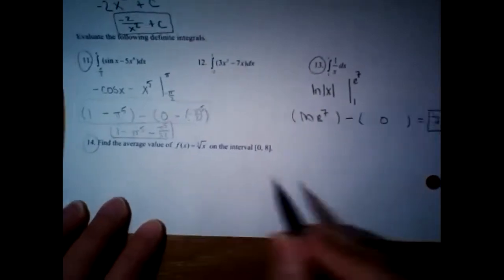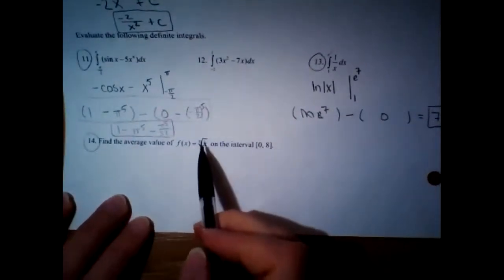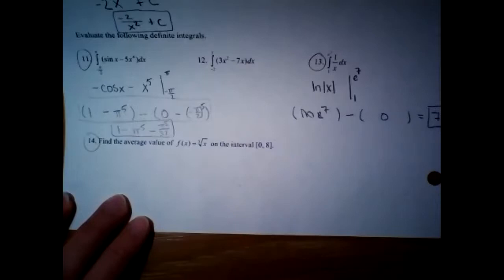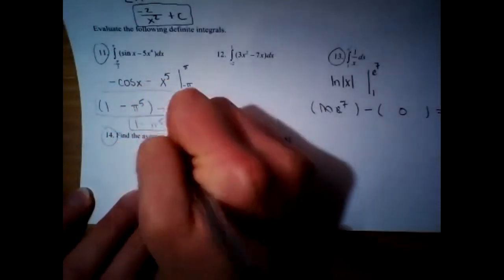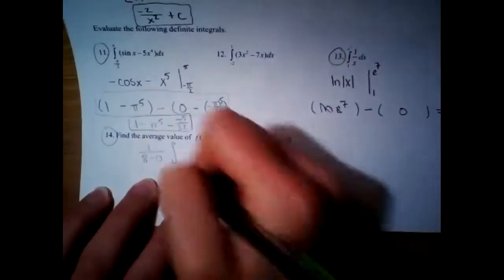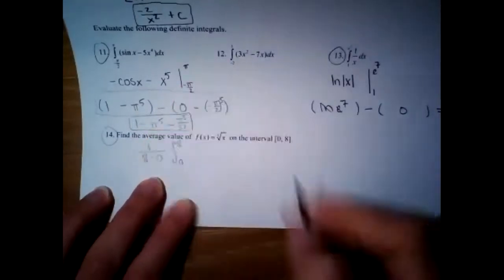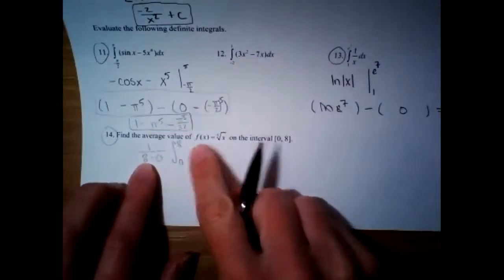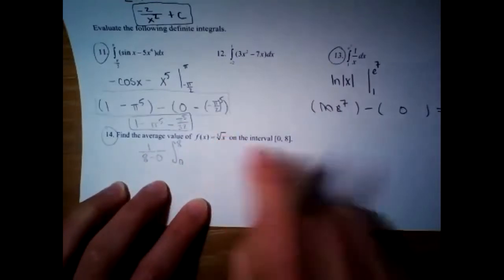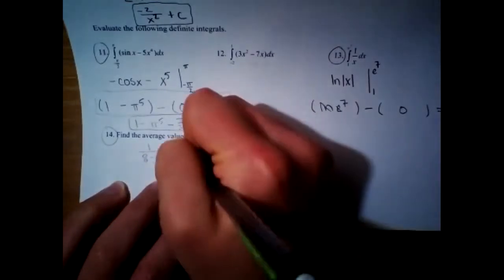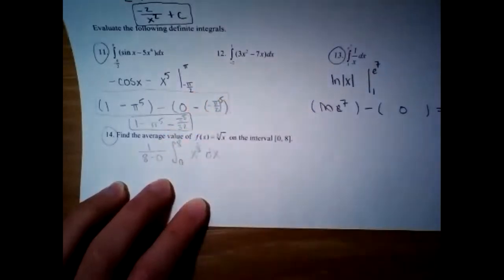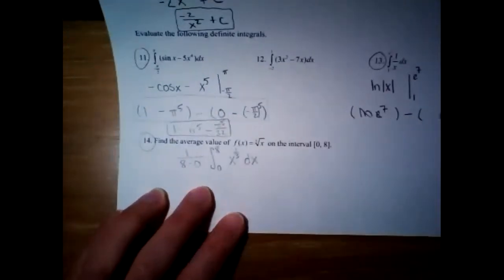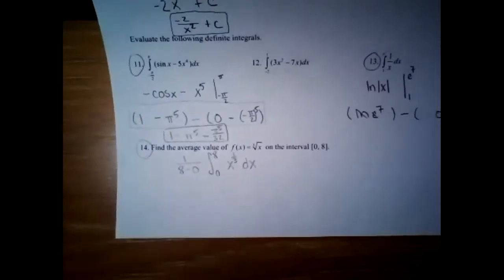Hang in there. All right, find the average value for this function on the interval 0 to 8. So that's going to be 1 over 8 minus 0, integral 0 to 8. Again, make sure these numbers match. And I'm going to rewrite this instead of cube root of x, I'm going to write it as x to the 1/3. So like a square root is to the 1/2, a cube root is to the 1/3, a fourth root is to the 1/4, and so on.